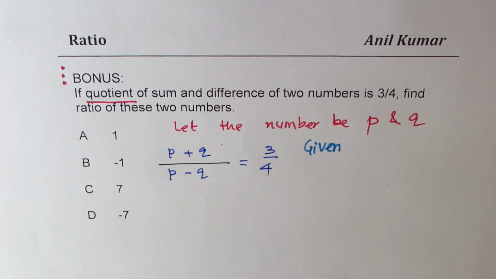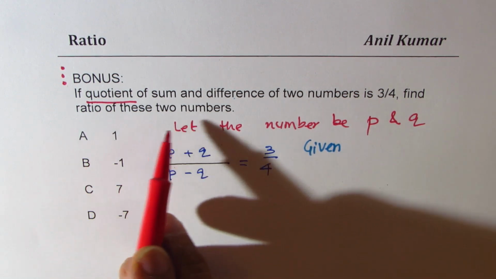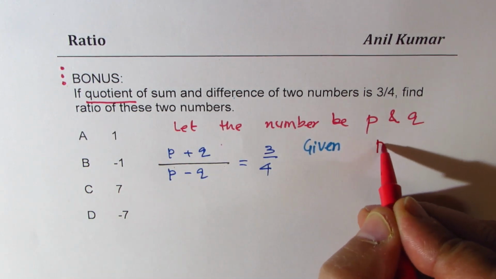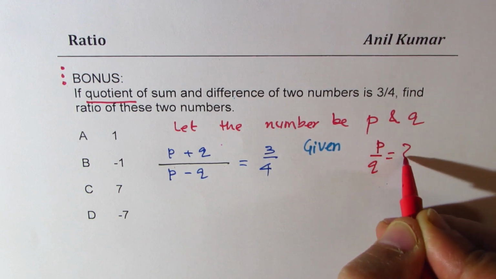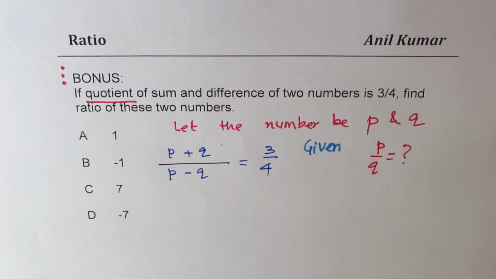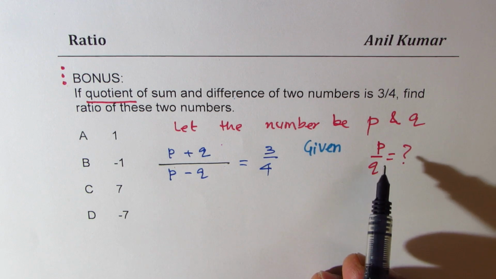What do you have to find? Find the ratio of these two numbers. That means you have to find what P over Q equals. Now I hope the question is absolutely clear. You can pause the video and answer it. And here is the best way to do it.